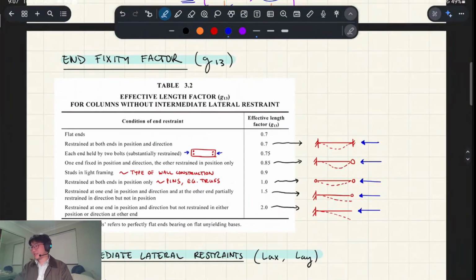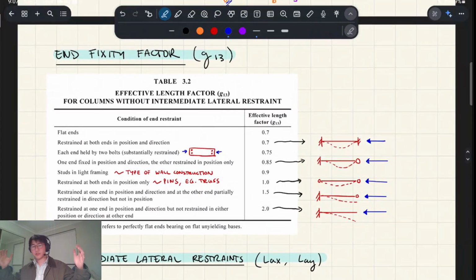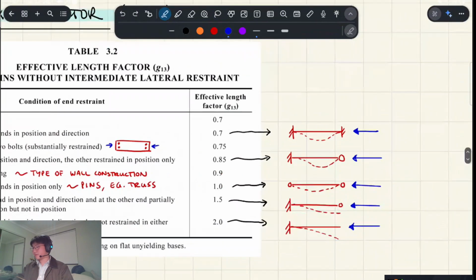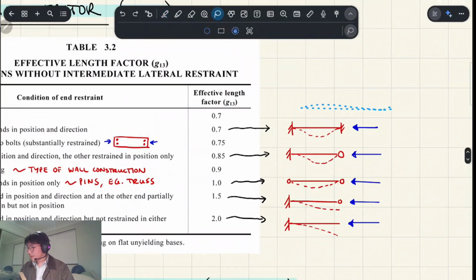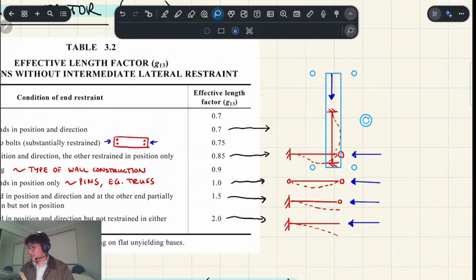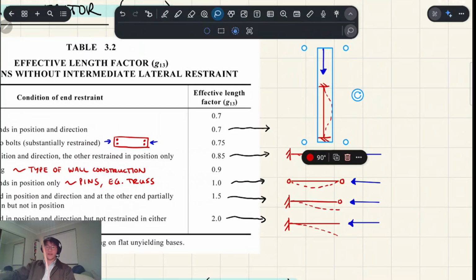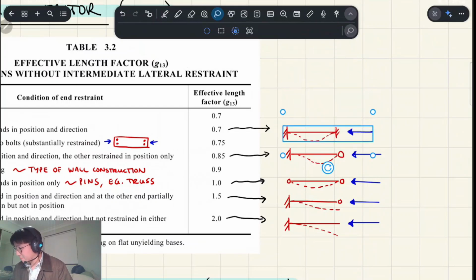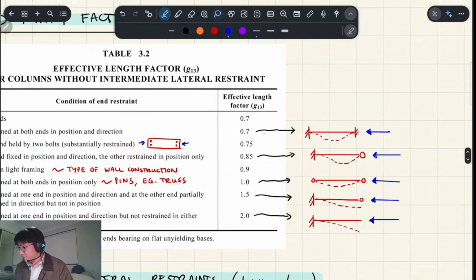End fixity is to do with how the ends are supported. So remember, we're talking about a compression member, right? Here the blue arrow represents a compressive force acting on a member. Really, it should be orientated like this. Say this is a column or something like that, and it's fixed on both ends. So if your column's fully restrained at the top and fully fixed at the bottom, and it's being compressed, you're taking an effective length factor of 0.7, right?